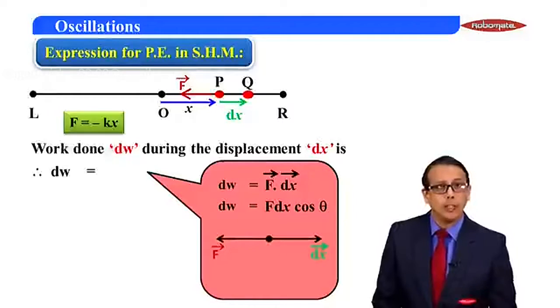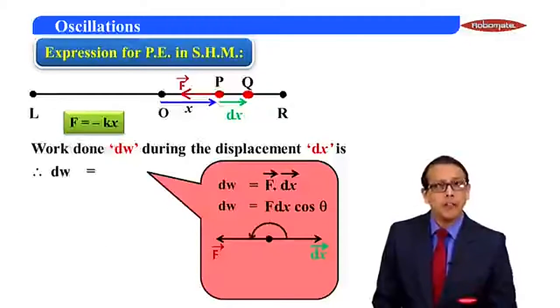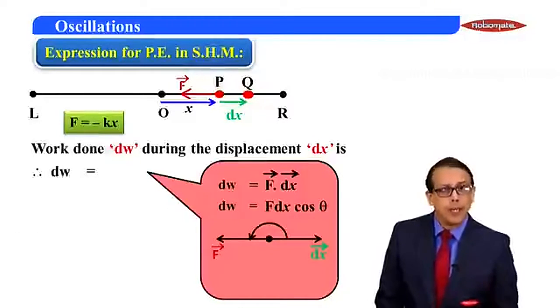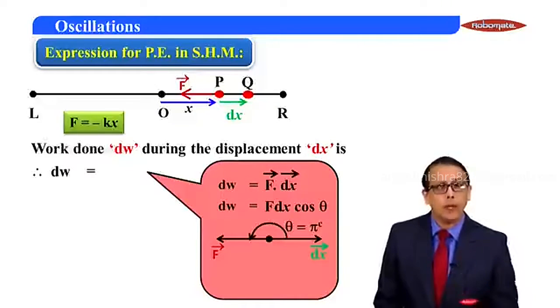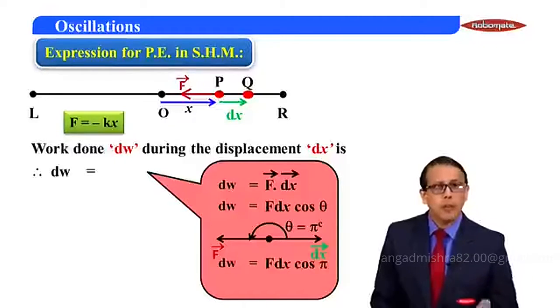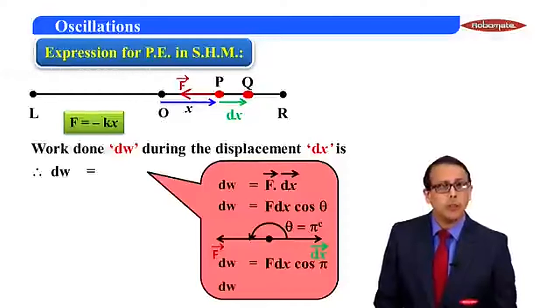Let's have a look at this. As you can see in the diagram, the restoring force is towards left, and the displacement dx is towards right. Therefore the angle between them is 180 degrees or pi radian. And therefore the formula of work done dw becomes F dx cos pi. We know cos pi is minus 1, therefore dw is equal to minus F dx.